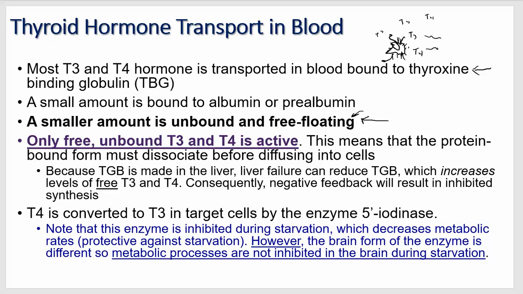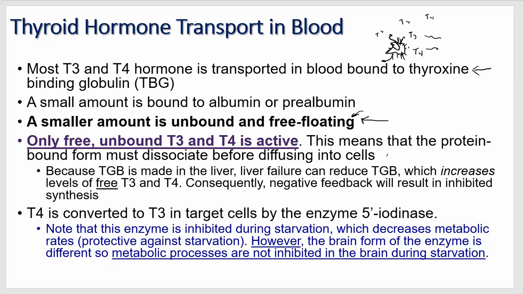So because TBG, which increases levels of free T3 and T4. Okay, wait, let me see. So because TBG is made in the liver, okay, so it's made in the liver. Albumin is also made in the liver. So these proteins are made in the liver.